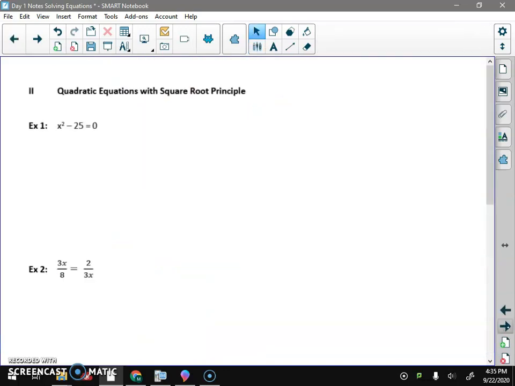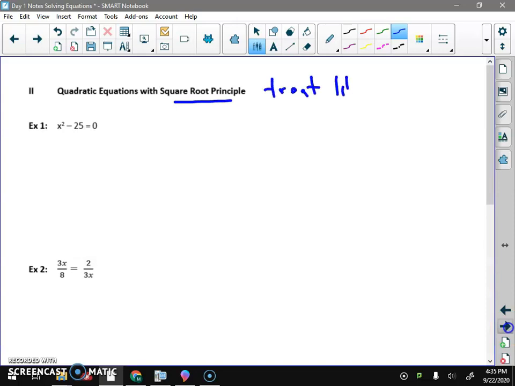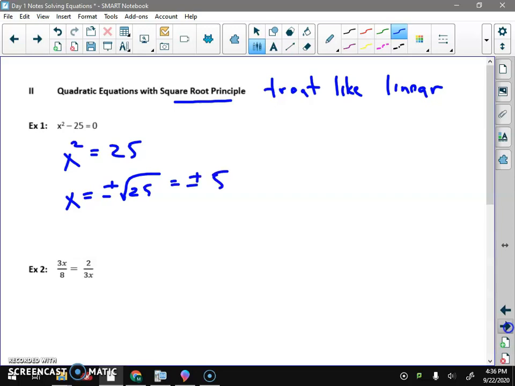Quadratics. x squared equations. We talked about another parent function from last unit. We did linear, now we're doing quadratic, x squared. The square root principle really means, in my opinion, treat it like linear. Meaning, old school, get the variable alone, do the same thing, opposite operation, same thing to both sides. How do I get x alone? Add 25. How do I get rid of a square? Square root. But don't forget, when you take that square root, it's got to be both the plus and the minus. 5 and negative 5.